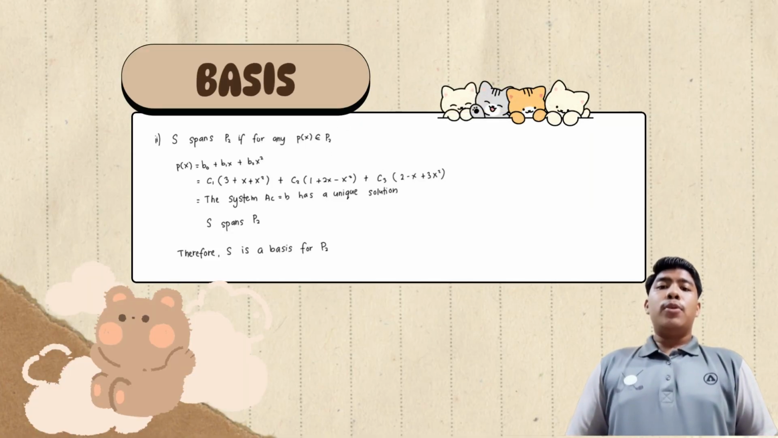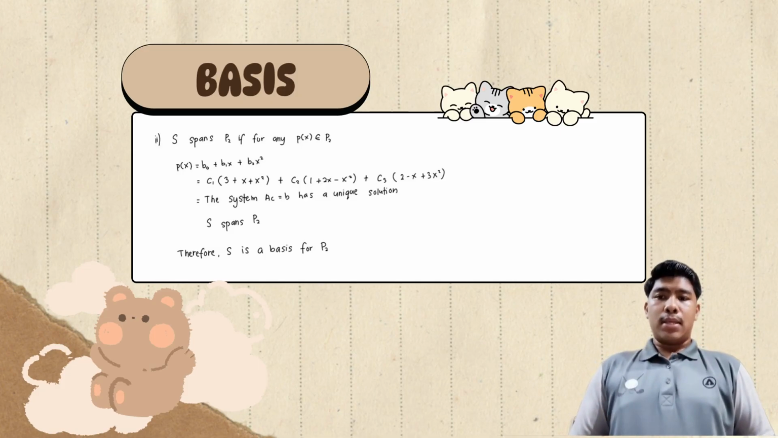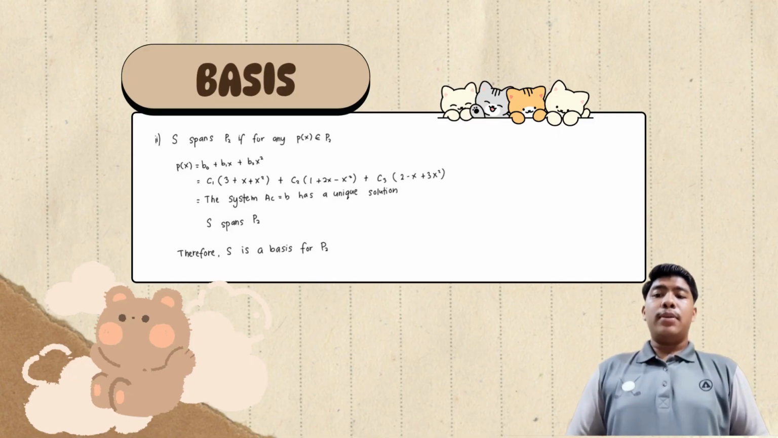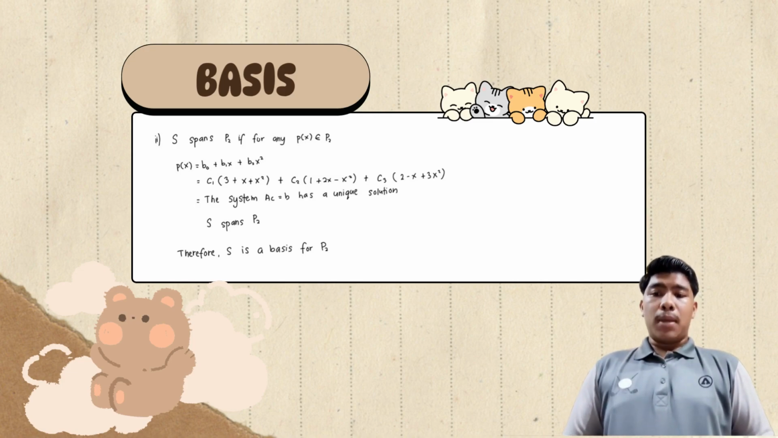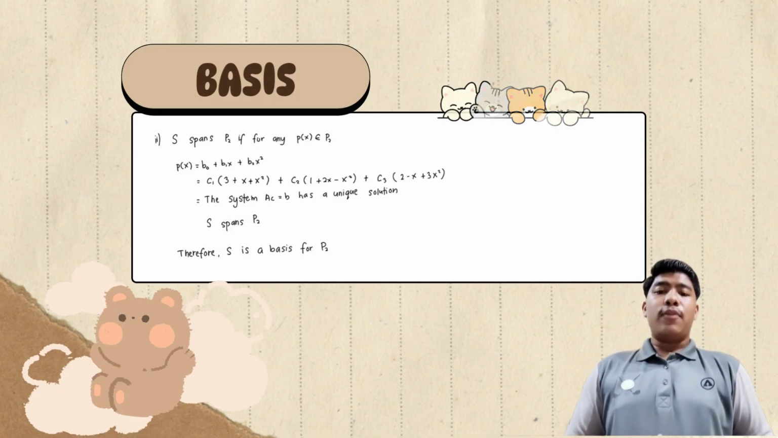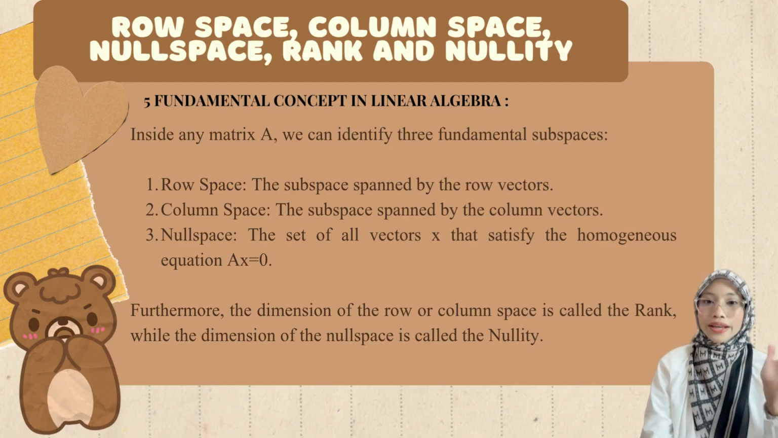We let p be any polynomial and express it as a linear combination of the vectors in the set. Since the system has a unique solution, every polynomial can be represented by the vectors in the set. Therefore, the set spans. Since the set is both linearly independent and spans, we conclude that the set is a basis for P2.